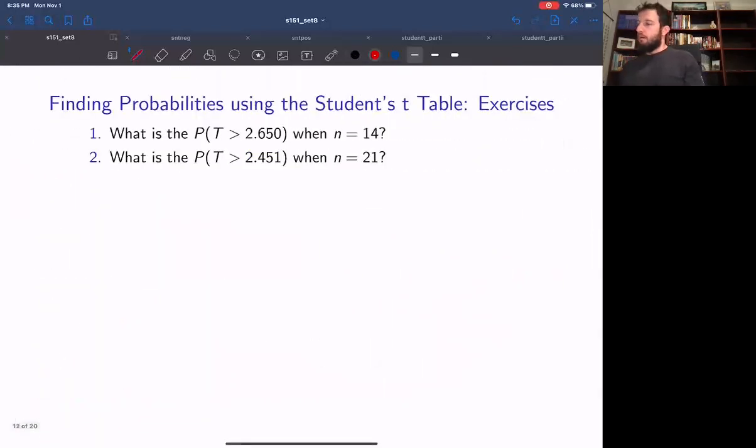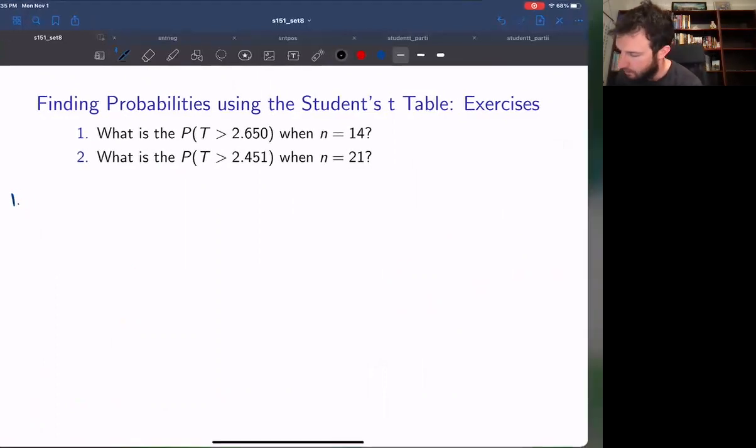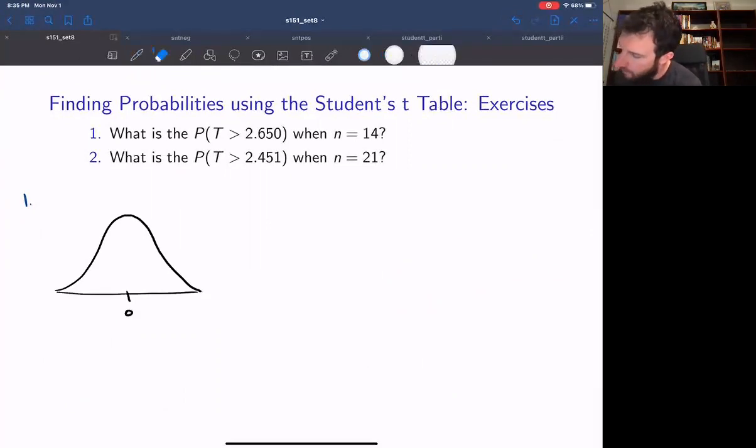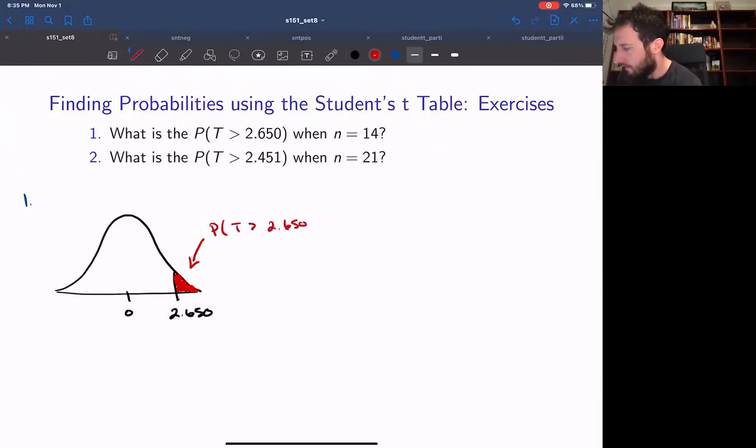Okay, let's look at a few examples. Example 1: what is the probability that t is bigger than 2.650 when n equals 14? Just like with any of these problems, we start by sketching out a curve. This is our student t curve. Our student t value is 2.650. We want to know the size of this red shaded part here, which is the probability that t exceeds 2.650.